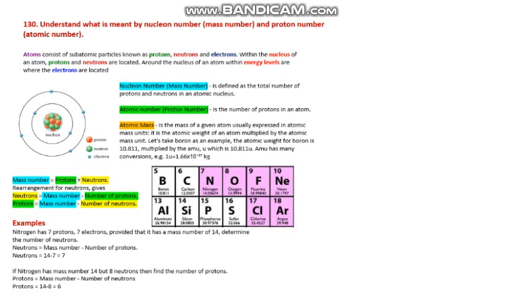Now, if nitrogen has a mass number of 14 but 8 neutrons, then find the number of protons. So we simply just rearrange our word equation again. So the number of protons is equal to the mass number subtracted by the number of neutrons. The mass number is 14, the number of neutrons is 8. We do 14 minus 8, that equals 6. So we end up with 6 protons.